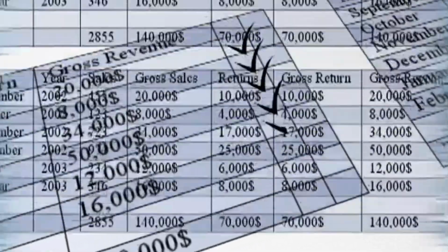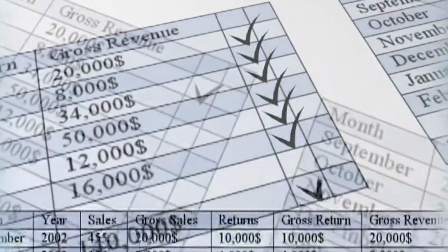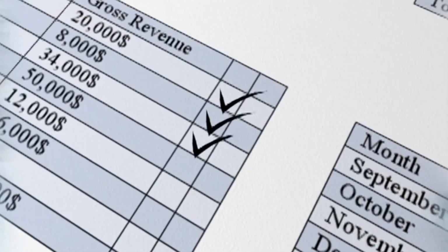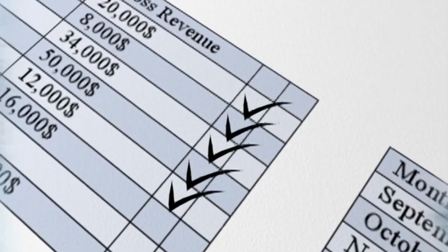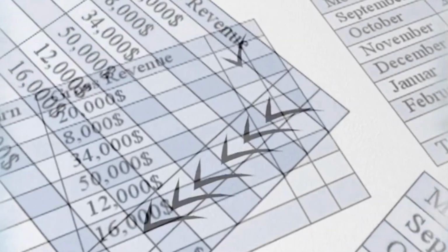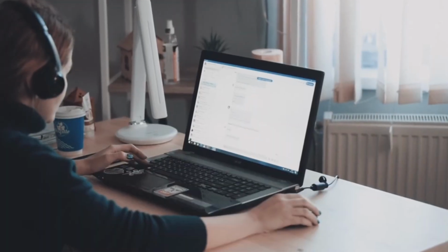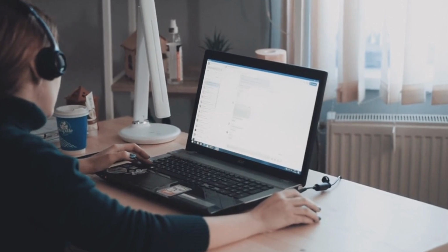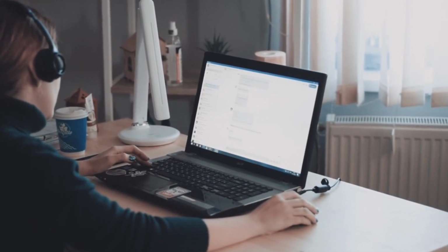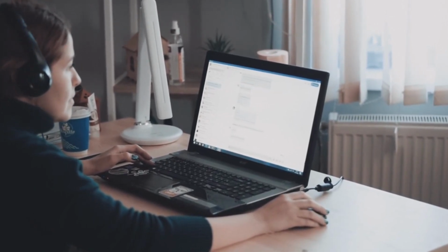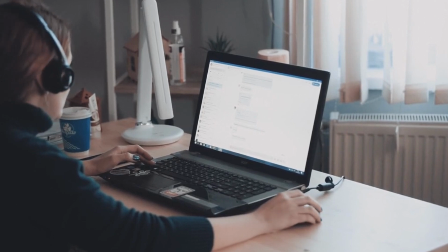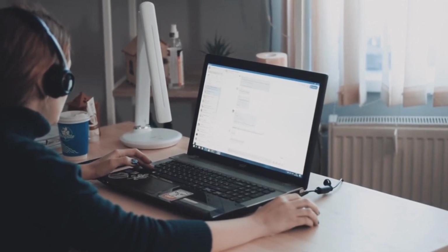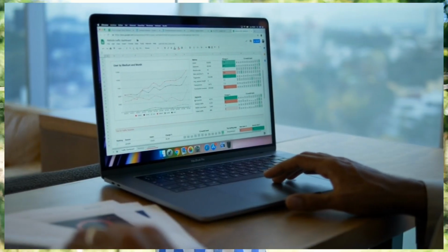Let's look at an example. Suppose a company has $400,000 in assets, $150,000 in liabilities, and therefore $250,000 in equity. This balance sheet is balanced because $400,000, assets, equals $150,000, liabilities, plus $250,000, equity.